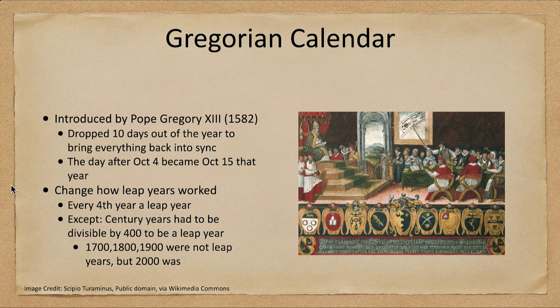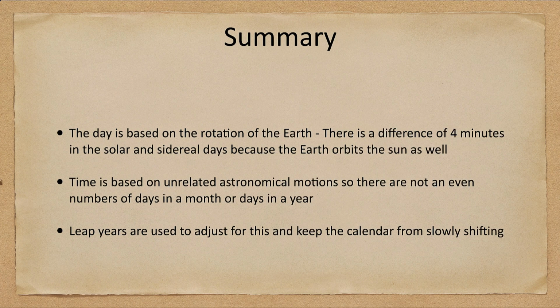So let's go ahead and finish up with our summary. What we've looked at here is the day based on the rotation of the Earth. And there is a difference between the solar day, which is what we use for measurements, and the sidereal day, which is the actual rotation of the Earth, because Earth is moving around the sun at the same time. Our measurements of time are based on unrelated astronomical motions, so we do not get an even number of days in a month or days in a year. And we talked about leap years and how they're used to make adjustments and keep the calendar from shifting over time. So that concludes this lecture on time and the calendar.